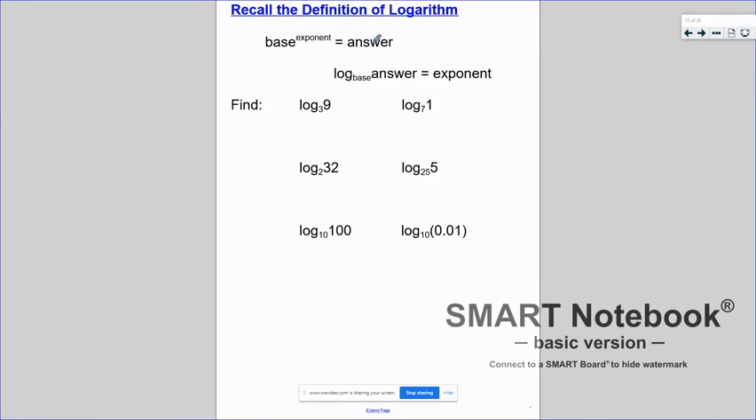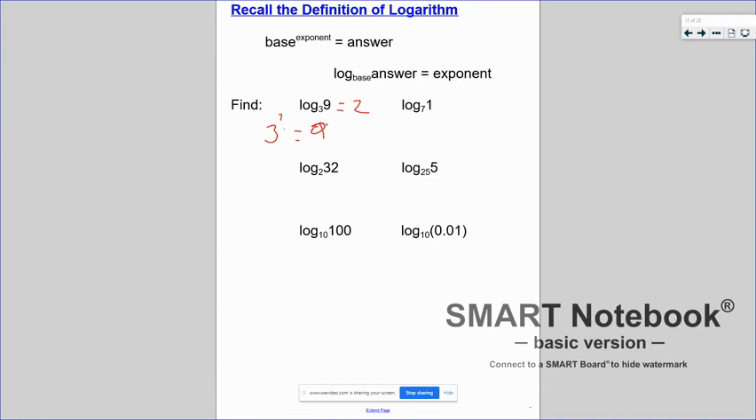All right, so base, exponent, answer, log. Here's the base, there's the answer, there's the exponent. So if we just run through these, this is asking log base 3 of 9. So 3 to the what is 9? That's what we're thinking. We should end up with a 2. 3 to the question mark equals 9.